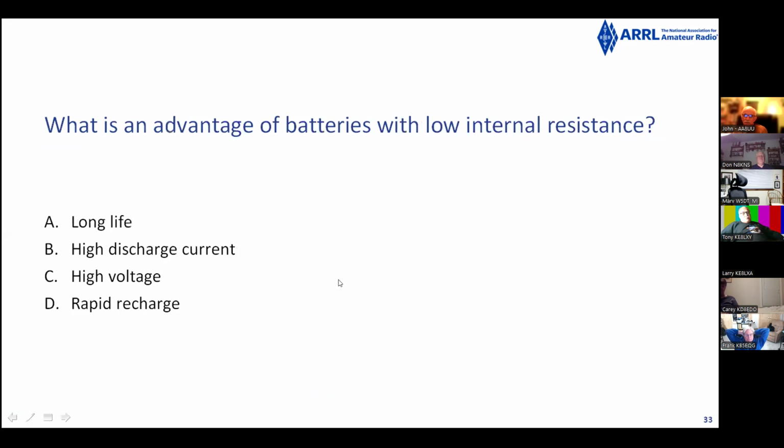Charlie, it is. What is an advantage of batteries with low internal resistance? Long life, high discharge current, high voltage, rapid recharge. They mentioned this, and that was kind of a surprise to me, but it's the high discharge current, I'm pretty sure. Resistance turns into heat when you start pulling current through it, so a high discharge current would overheat the battery. So you don't want a high discharge current.